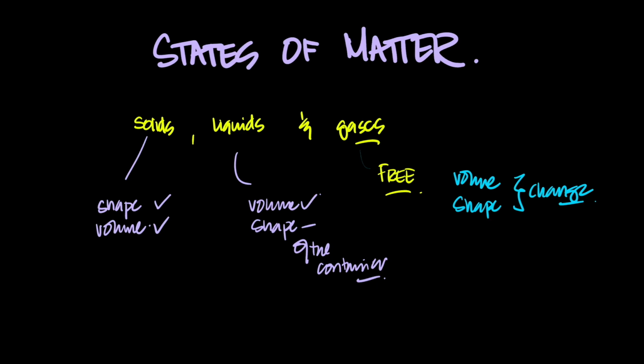Now, a great example is ice and water and steam, because ice is solid, water is liquid, and steam is a gas. But it's the same substance. They all are H2O. So ice is ice, water, and steam.